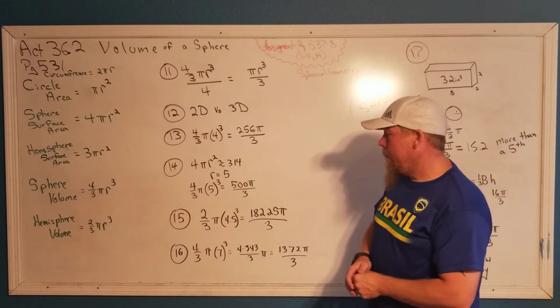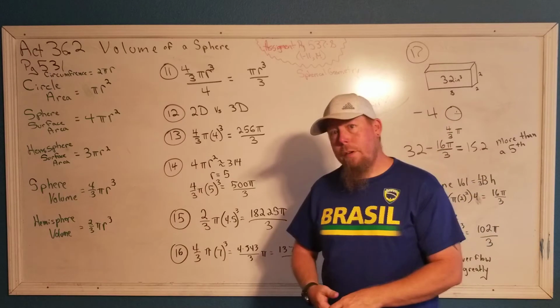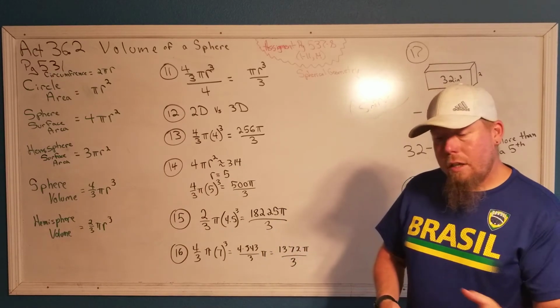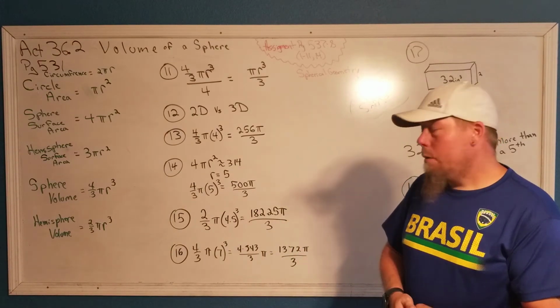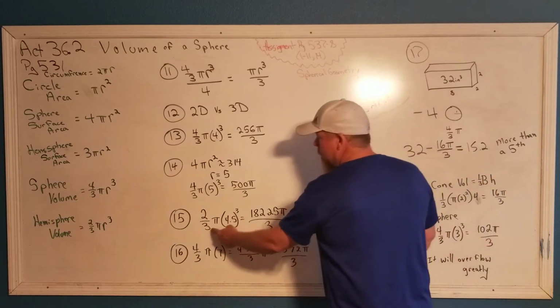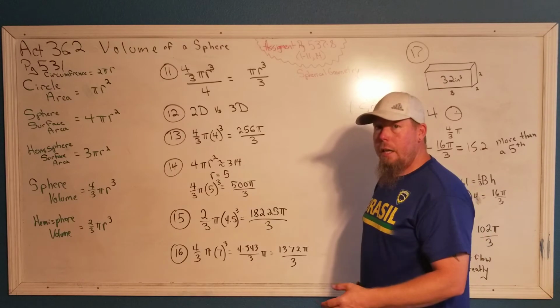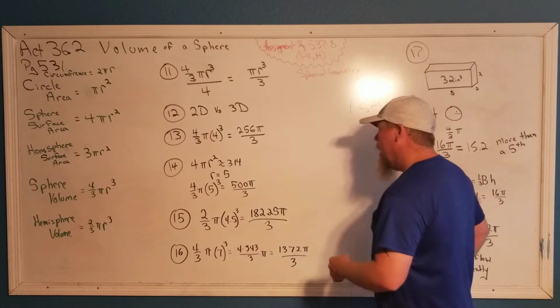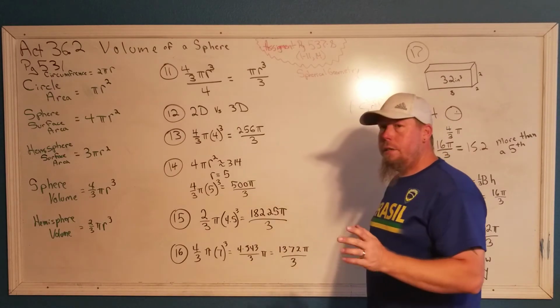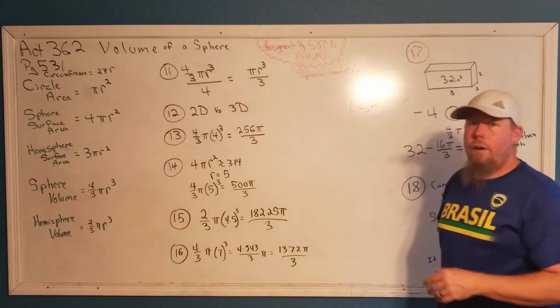Number 15, we have a hemisphere. Remember, the formula for a hemisphere is we just cut the volume in half. So instead of 4/3, we're talking 2/3. So 2/3 pi times 4.5 cubed, and it's 4.5 because the diameter is 9. So don't forget to cut the diameter in half. And then when you plug that in, you should get 182.25 pi divided by 3.